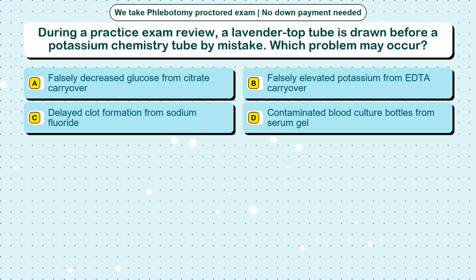Question 64. During a practice exam review, a lavender top tube is drawn before a potassium chemistry tube by mistake.